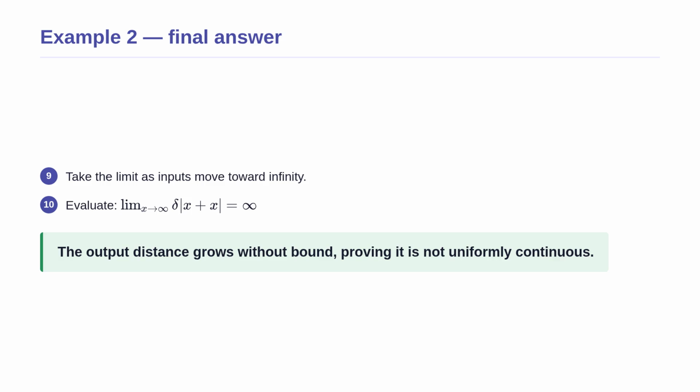If we take the limit as our inputs move toward infinity, the sum of x and y grows without bound. We evaluate the limit as x approaches infinity for delta times the absolute value of x plus x, and the result is infinity. This means that no matter how incredibly tiny you make your universal delta, eventually the position term becomes so huge that it creates an output distance larger than any chosen epsilon. The curve becomes infinitely steep, making a single global tolerance window impossible. Physically, the system's sensitivity blows up.